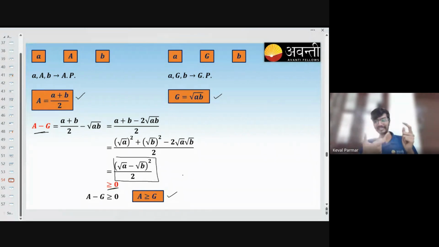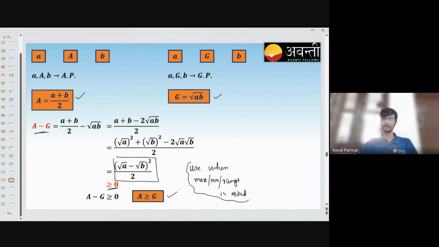A is the arithmetic mean, G is the geometric mean. So let me tell you one interesting thing. When to use? Use when maximum or minimum or range is asked. Please remember, whenever we have an inequality, it means either I can get the maximum value, or I can get the minimum value, or I can get the range.